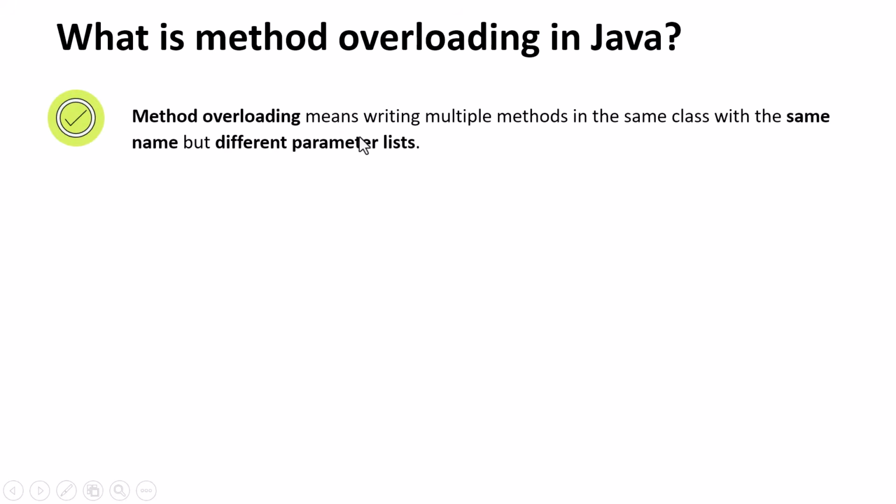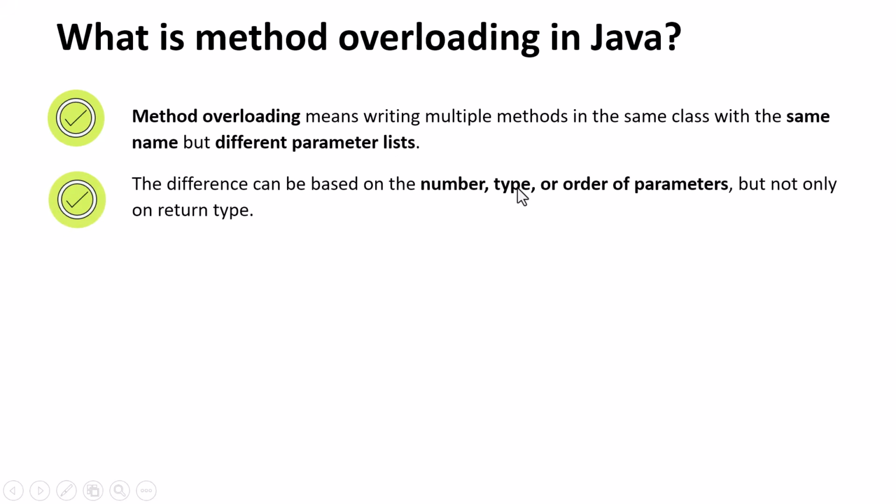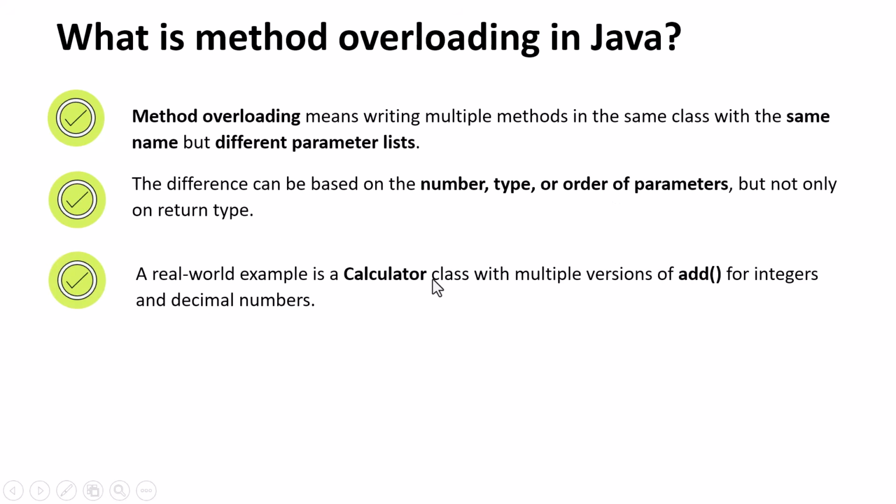Method overloading means defining multiple methods in the same class with the same method name but with different parameter lists. This is a very common beginner interview question because it helps explain compile time flexibility in Java. The difference between overloaded methods can be based on the number of parameters, the type of parameters, or the order of parameters. But only changing the return type is not enough because Java identifies overloaded methods mainly by their parameter list.